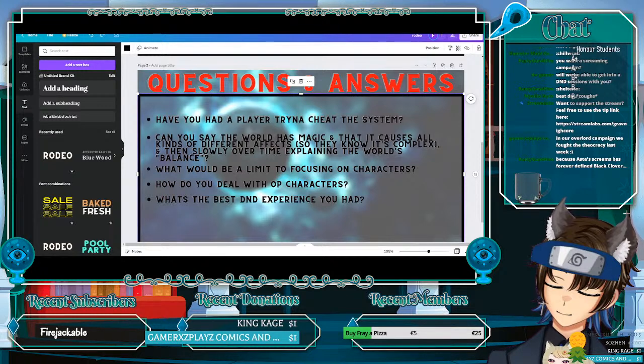That's a problem, because Asta's screams have forever defined Black Clover. Honestly, I wouldn't mind. I would love that. I love Black Clover. Our Overlord campaign, we fought the Theocracy last week. See, okay, I will say I'm not caught up at all in Overlord. I dropped Overlord at the start of second season because I wasn't interested in the lizard sex. I just wasn't. I'm sorry. And thank you, Nyx. Thank you for thinking I'm the best DM. I appreciate that. And Nyx has played D&D before. I'm just going to say that. He did, but that's what made him great. He was just a little screamy boy.